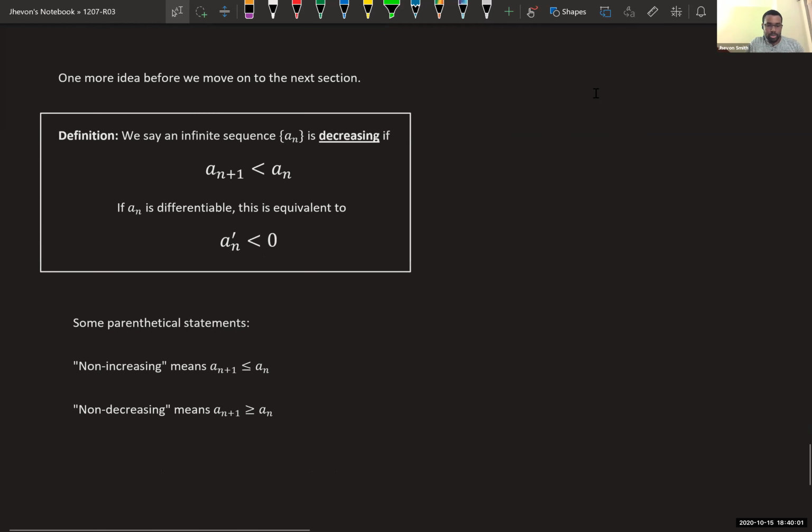Another important concept, the concept of a decreasing sequence. There's going to come a point soon where we're going to need to be able to describe when a sequence is getting smaller, meaning are the members of my list continually getting smaller?